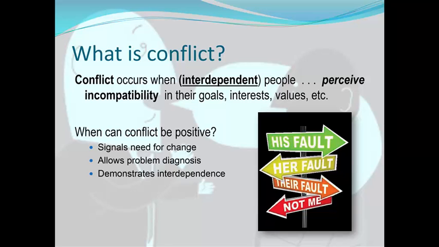So conflict can be positive. Conflict signals a need for change within a relationship or within a situation. It allows for us to diagnose problems because ideally in conflicts we're talking things out and we're trying to describe your perspective versus theirs, and so it allows you to see where those disconnects are happening. And what also happens is, as I mentioned, we tend to only have conflict with people we are interdependent with, and so it demonstrates that we care about this person. They're only worth having conflict with because we want them in our lives or need them in our lives. So conflict just is a perceived incompatibility.